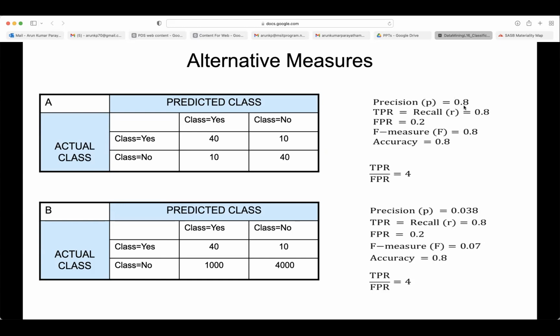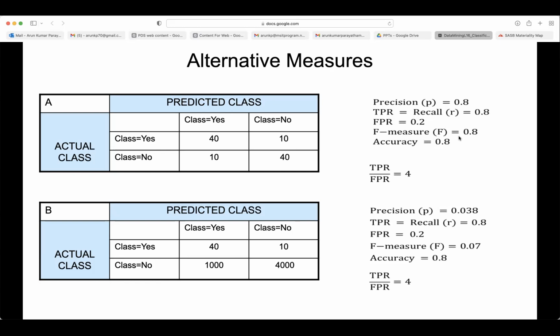Then 2RP is how much? 1.28. So 1.28 by 1.6. So how much is that? 1.28 by 1.6 is maybe equal to 0.8. You can put a calculator and see 1.28 by 1.6. That is your F measure.